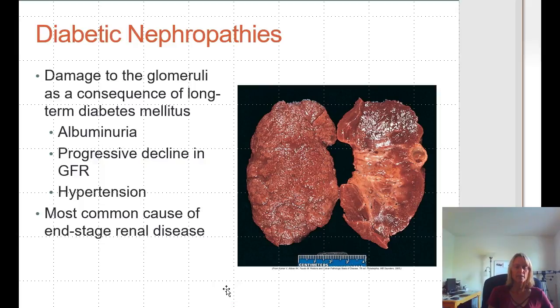Diabetic nephropathy is due to damage to the glomeruli. This can lead to protein loss, or albuminuria, so albumin in the urine, a progressive decline in GFR with kidney failure, and hypertension. And this is the most common cause, if you remember, of end-stage kidney failure.